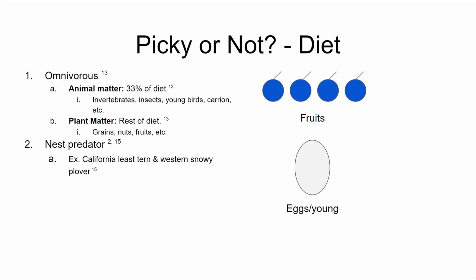This species is a significant nest predator. A nest predator preys on another bird's young and eggs in a nest. A couple of endangered species they have preyed on are the western snowy plover and California least tern.